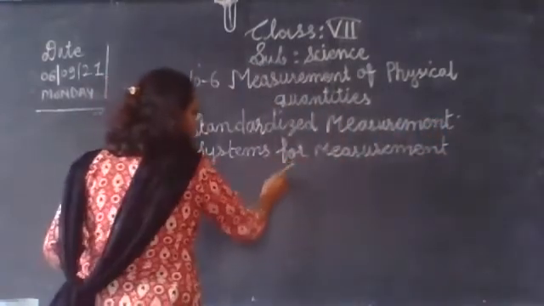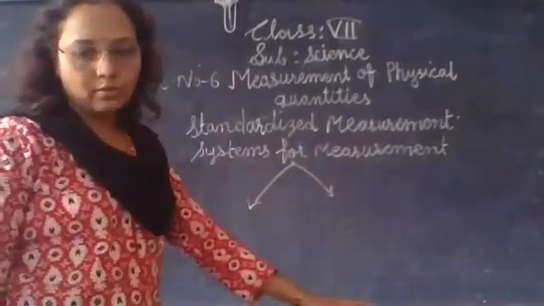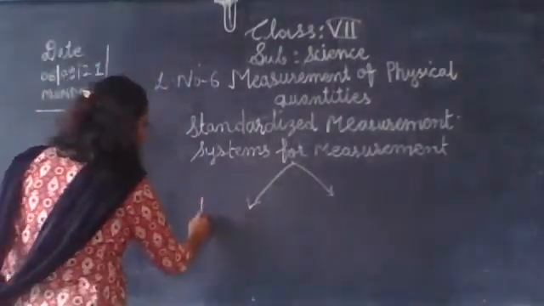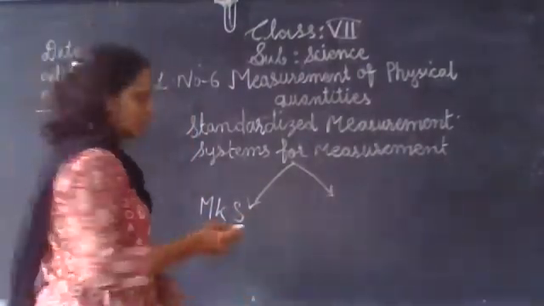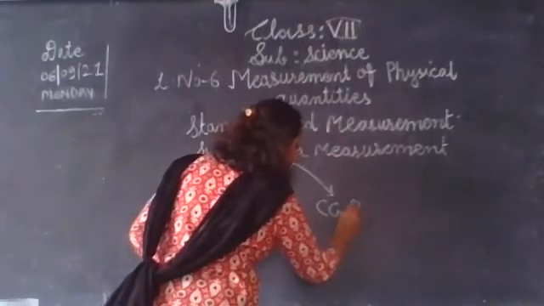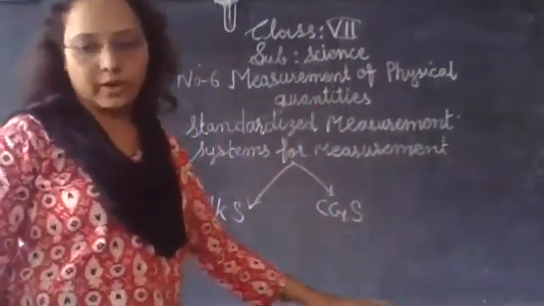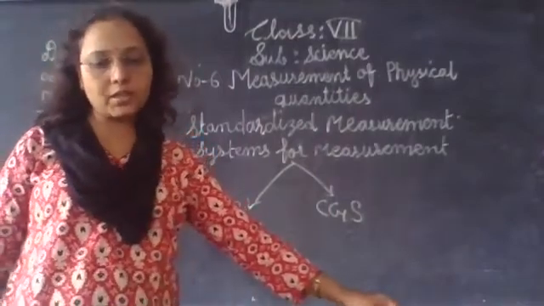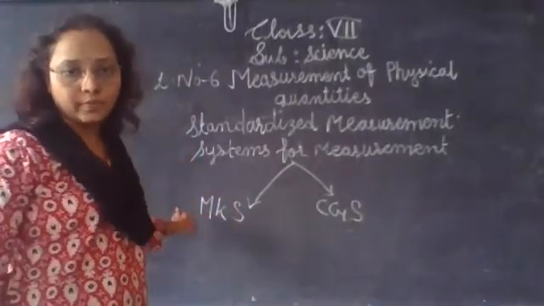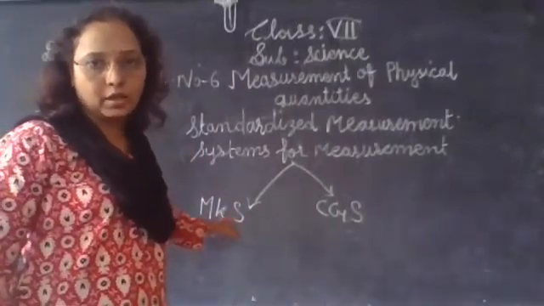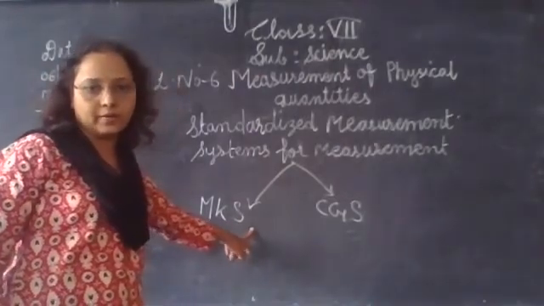Okay. Two systems for measurement. One is MKS and the other is CGS. These two systems are used for measurement. MKS means in this system, distance is measured in meter, mass in kilogram, and time in second.